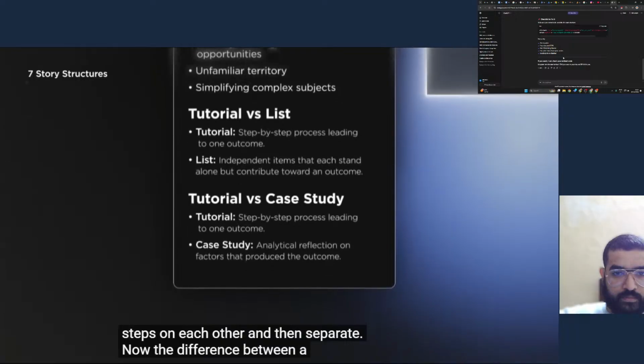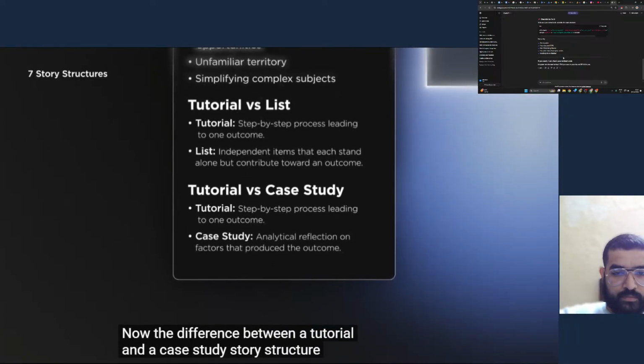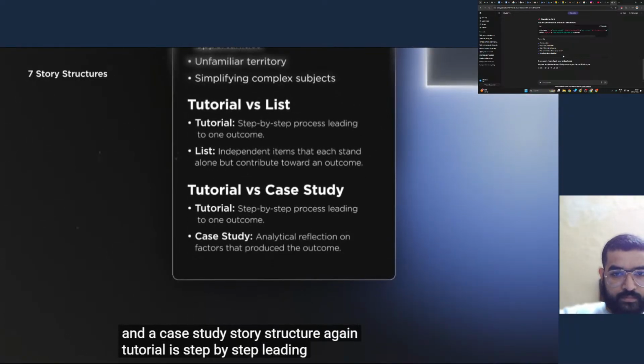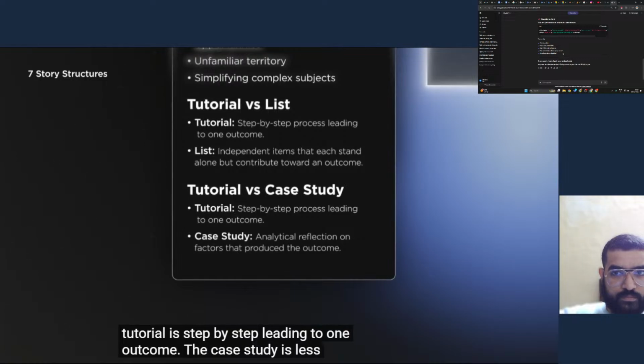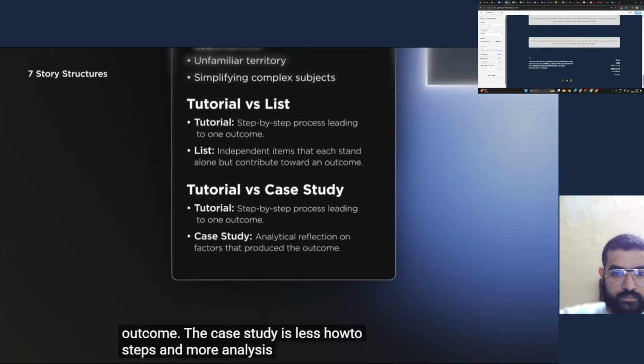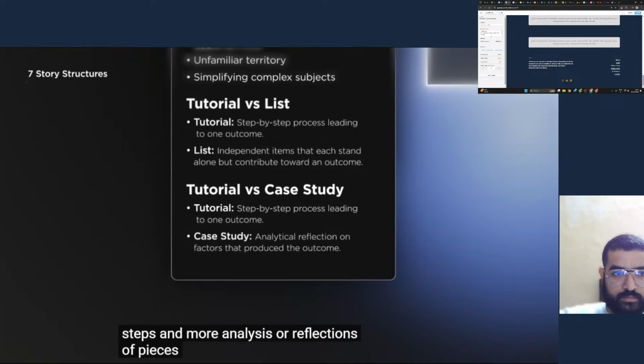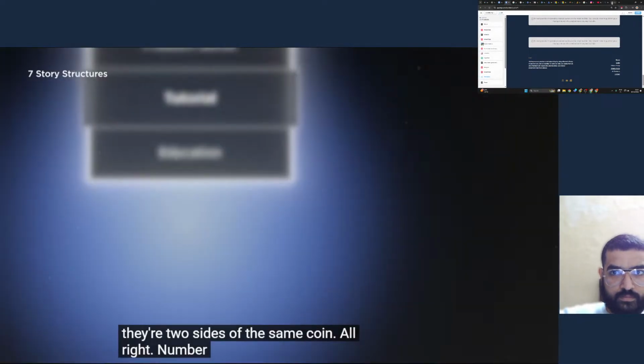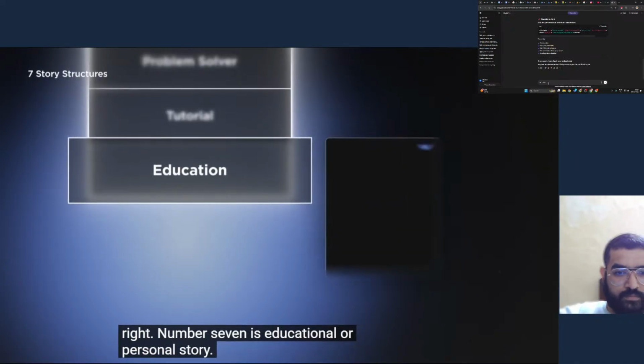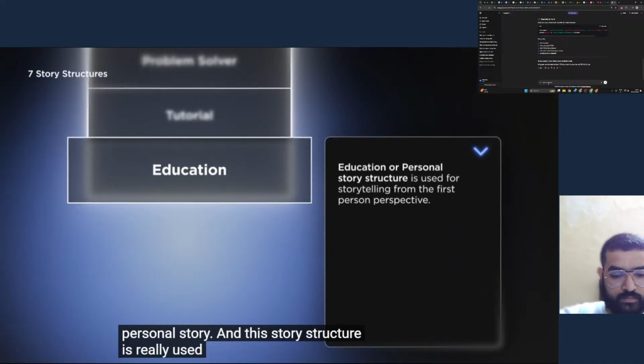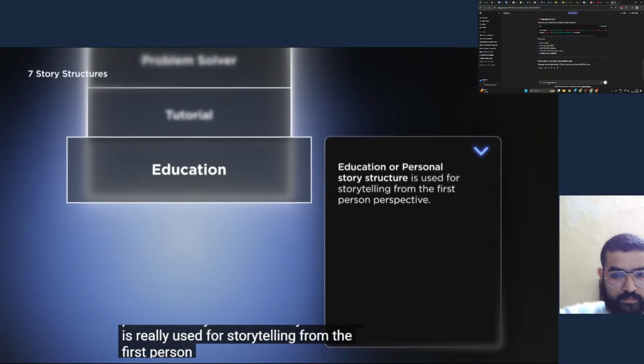Now, the difference between a tutorial and a case study story structure, again, tutorial is step-by-step leading to one outcome. The case study is less how-to steps and more analysis or reflections of pieces that led to that outcome. So they're 2 sides of the same coin. All right, number 7 is educational or personal story. And this story structure is really used for storytelling from the first-person perspective.